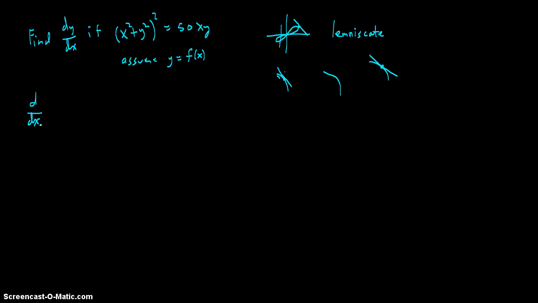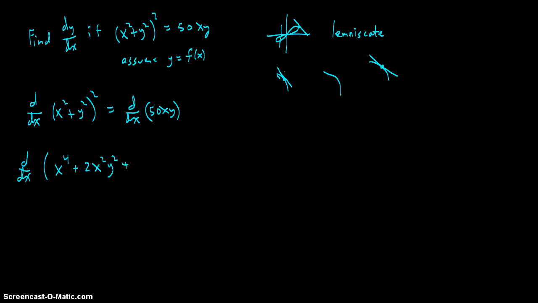The key is to take the derivative of both sides. So the derivative of (x squared plus y squared) squared will equal the derivative of 50xy. The left side is obtained by actually squaring this first. Using the FOIL method, I'll end up with x to the 4th plus 2x squared y squared plus y to the 4th. On the other side, I'm not going to do anything, just the derivative of 50xy.